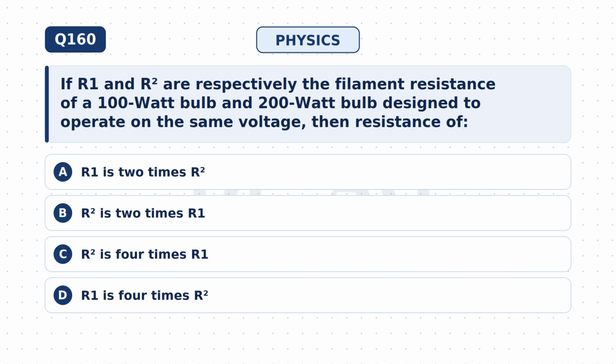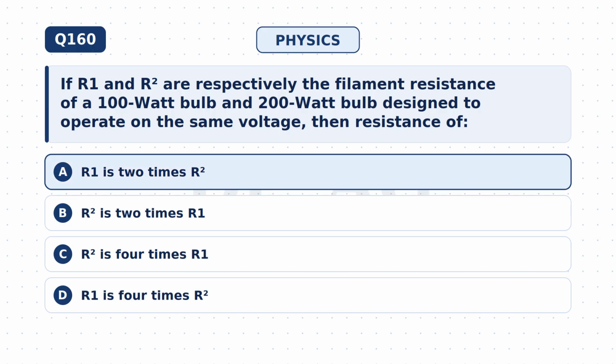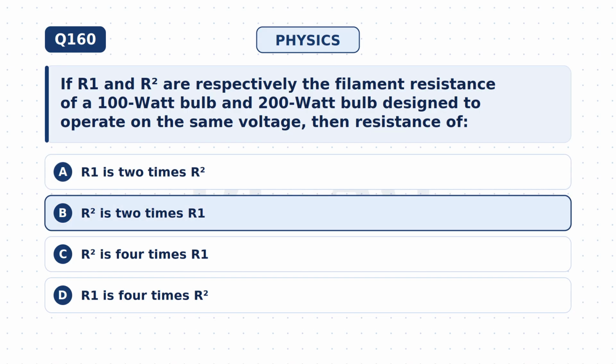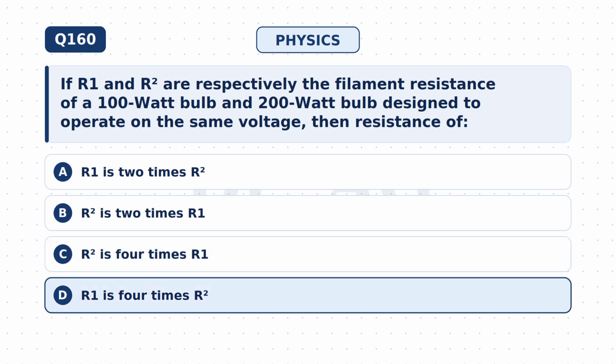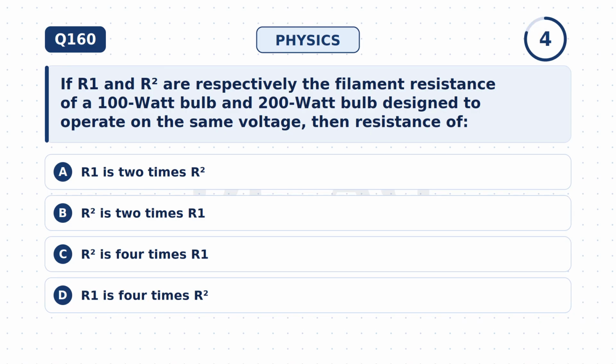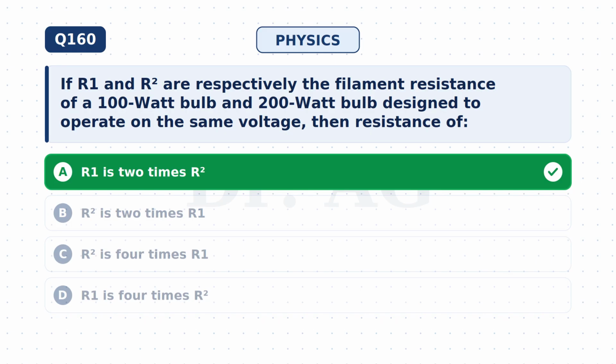Question 160. If R1 and R2 are respectively the filament resistance of a 100-watt bulb and 200-watt bulb designed to operate on the same voltage, then resistance of. Option A, R1 is 2 times R2. Option B, R2 is 2 times R1. Option C, R2 is 4 times R1. Option D, R1 is 4 times R2. The correct answer is A, R1 is 2 times R2.